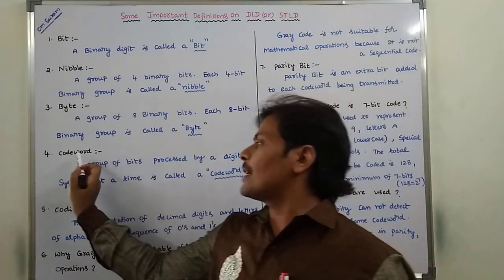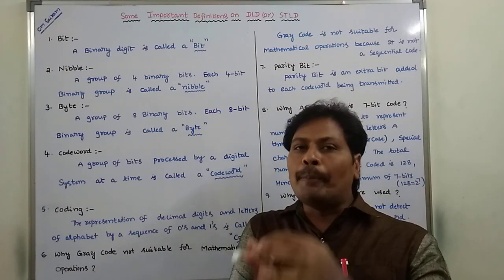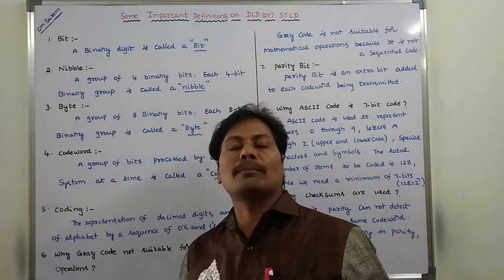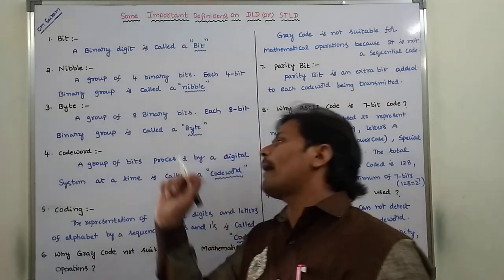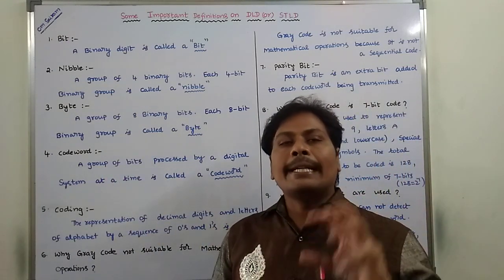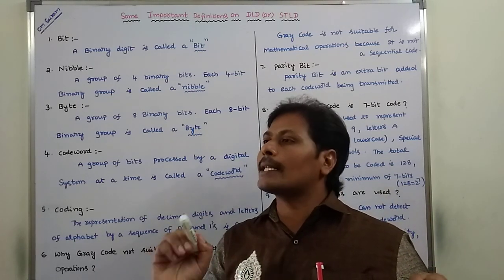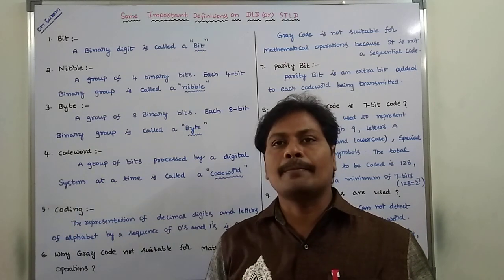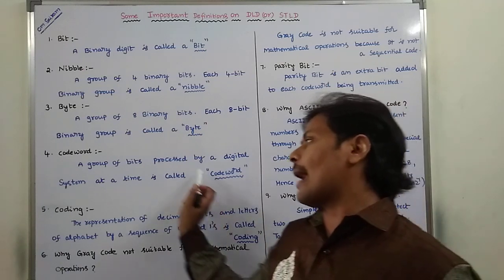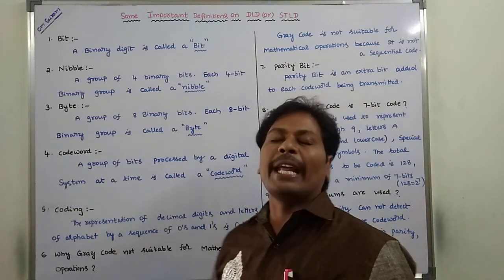Okay, next definition is what is code word. A group of bits that can be processed by a digital system at a time is called a code word. So that means a digital system is there. A digital system can process a group of bits during the transmission at a time, that is called a code word. Okay, next one, what is coding.